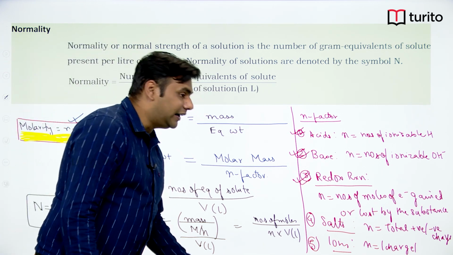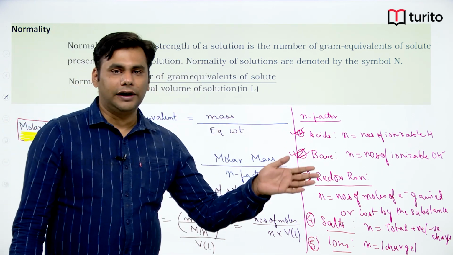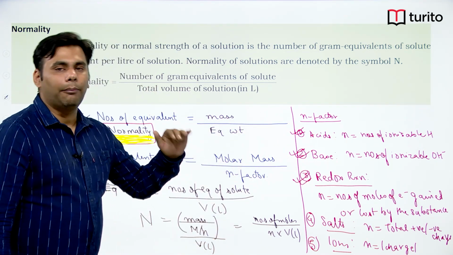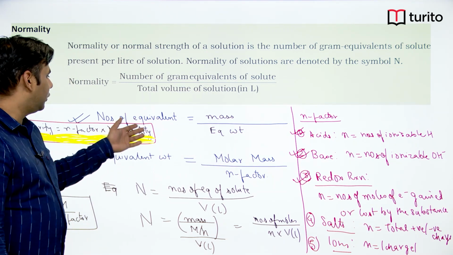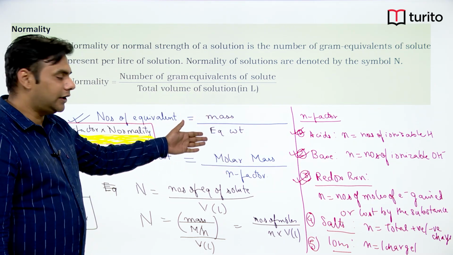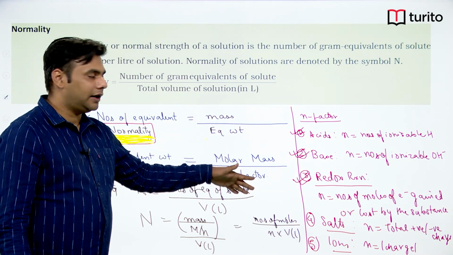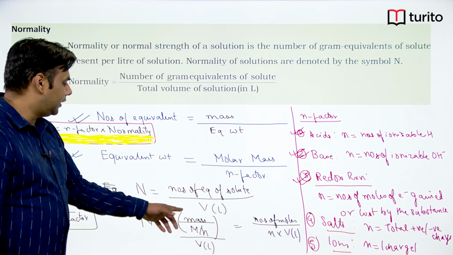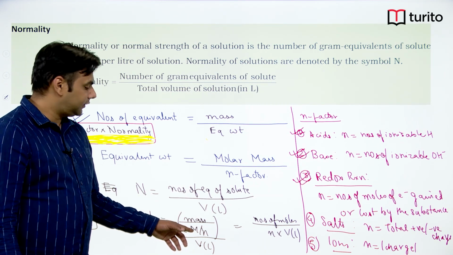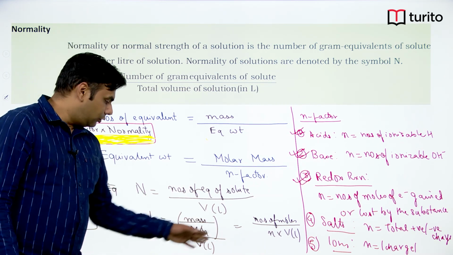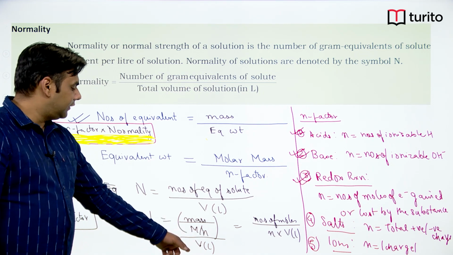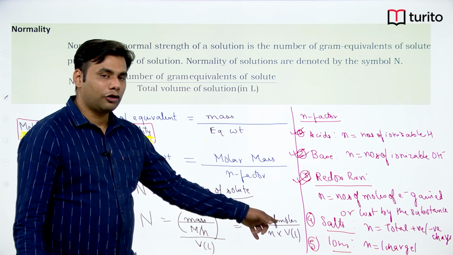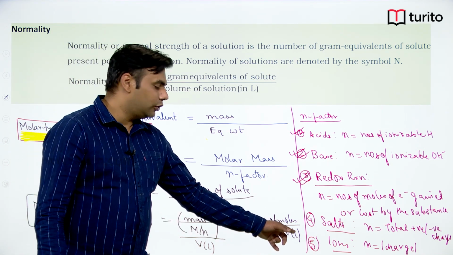So normality is nothing but number of equivalents of solute upon volume of solution in liter. Number of equivalent is mass upon equivalent weight. Equivalent weight is molar mass upon n factor. So basically I replace equivalent weight by molar mass upon n factor. So I will get mass upon molar mass divided by n factor, whole divided by volume in liters. So this n will come out with volume. So this is mass upon molar mass, which is number of moles, divided by n into volume in liters.